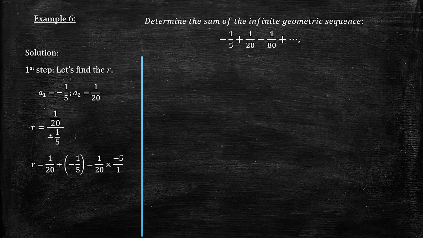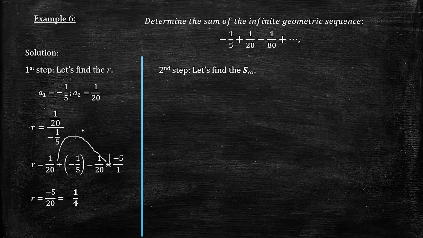So apply natin yung division rule. Yung division magiging multiplication siya. So copy lang natin yung 1/20 times the reciprocal of the divisor, negative 1/5. Yung reciprocal niya is negative 5 over 1. After that one, i-apply na natin yung multiplication rule, numerator times numerator, denominator times denominator. So 1 times negative 5, the answer is negative 5. 20 times 1, the answer is 20. So negative 5/20, pwede pa siyang masimplify. The simplified form is negative 1/4. So the common ratio is negative 1/4.